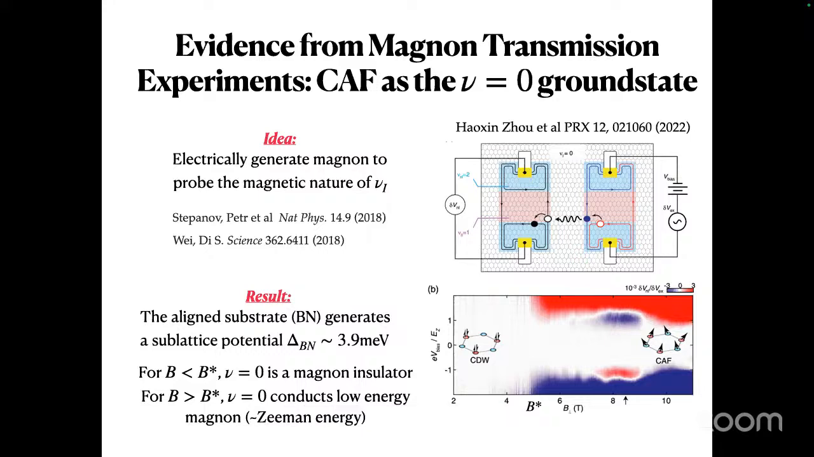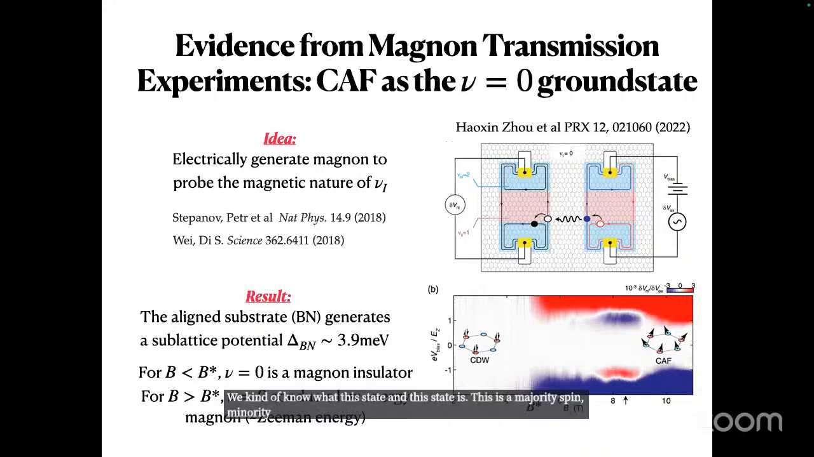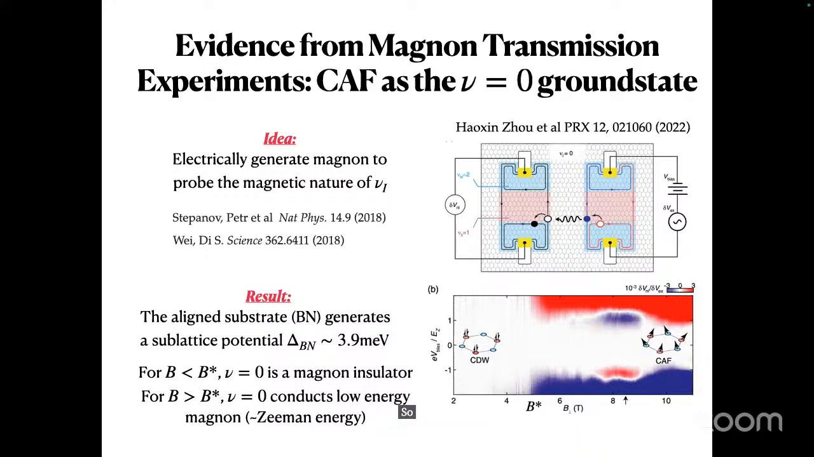And number two, we kind of know what this state and this state is. This is a majority spin, minority spin. Just by quantum number conservation, we expect this to carry spin quantum number. Good. Thanks.